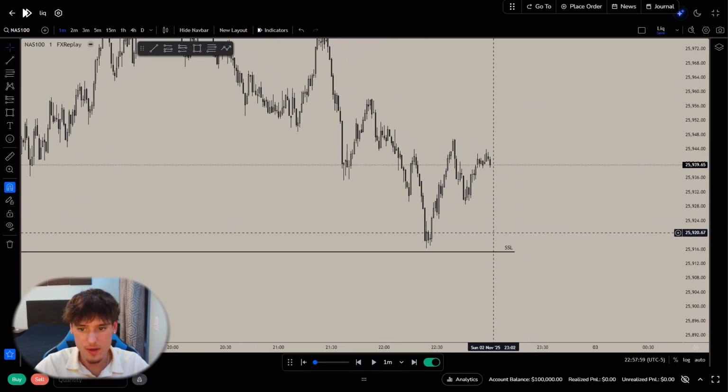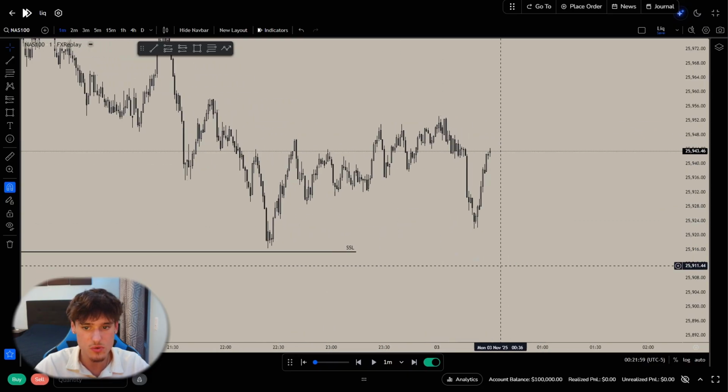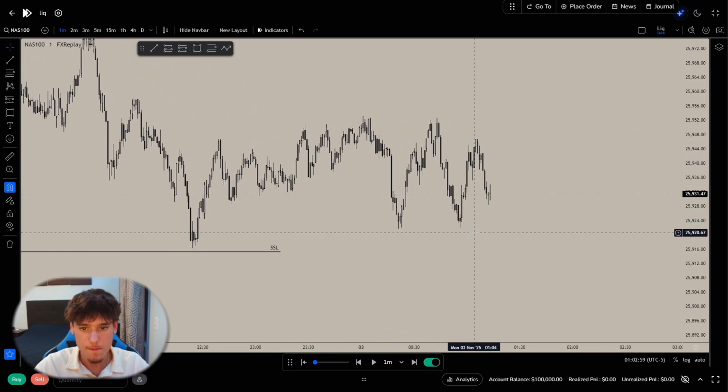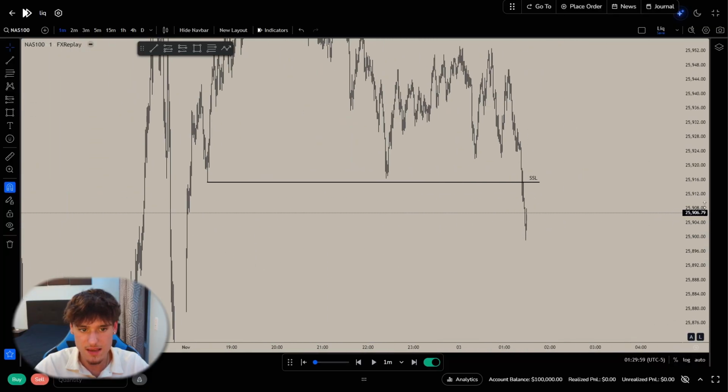Let's see. Are we going to tap into the sell side? We got very close in this area, but we never actually tapped into it. Let's see. Are we going to come? There we go. That is our sell side getting taken.